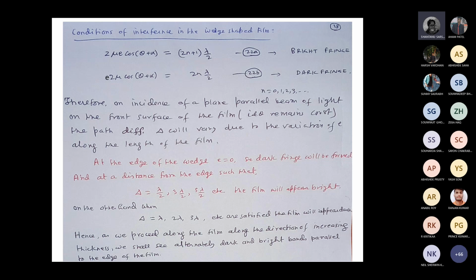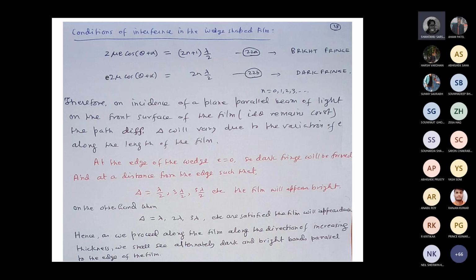The question is that at the edge of the wedge, the thickness of the film is zero because both the surfaces meet each other. Then what will be the type of the fringe at the edge of the wedge? The dark. 22B. Yeah, very good, 22B will be satisfied. You are right. So we'll get a dark fringe at the edge of the wedge.